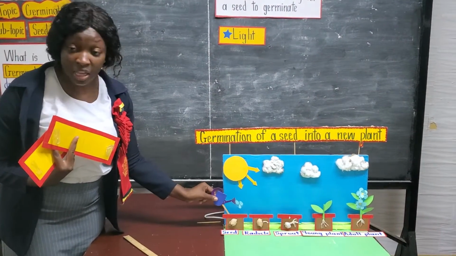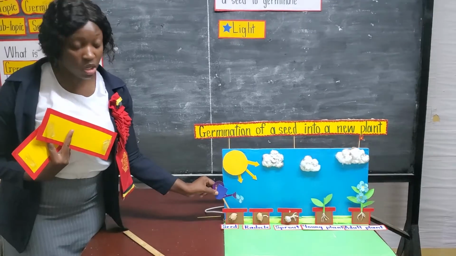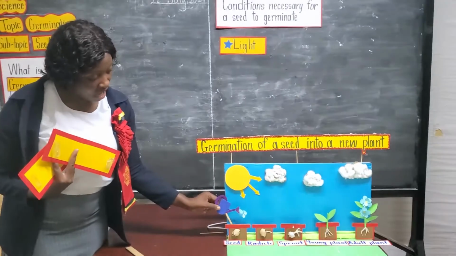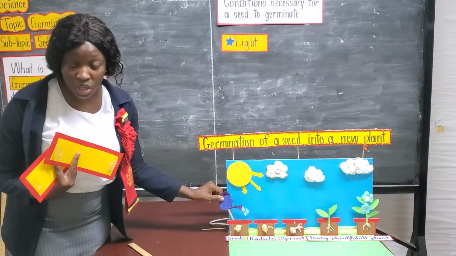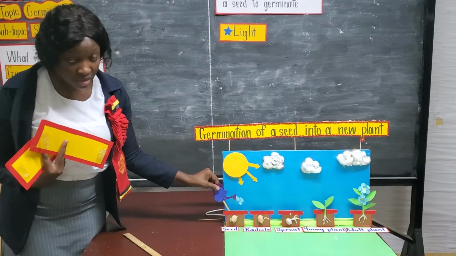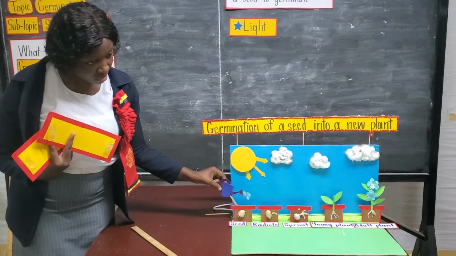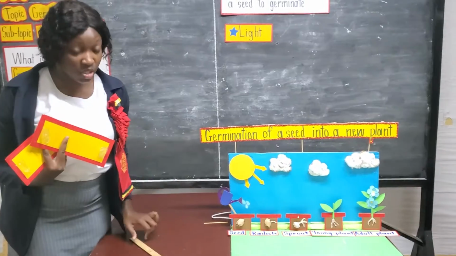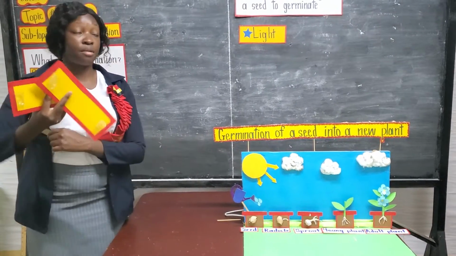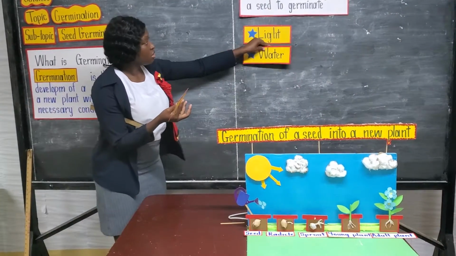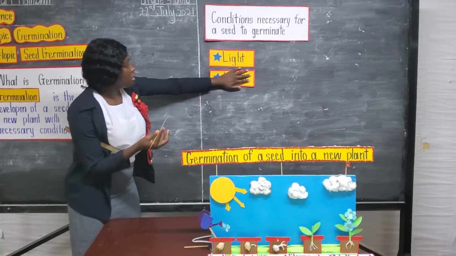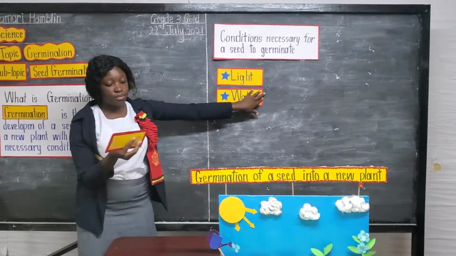Yes, there is a water can. And do you see the water poured out of the water can onto the seed? Do you see it there? Yes. So we need water. So the next condition is water.